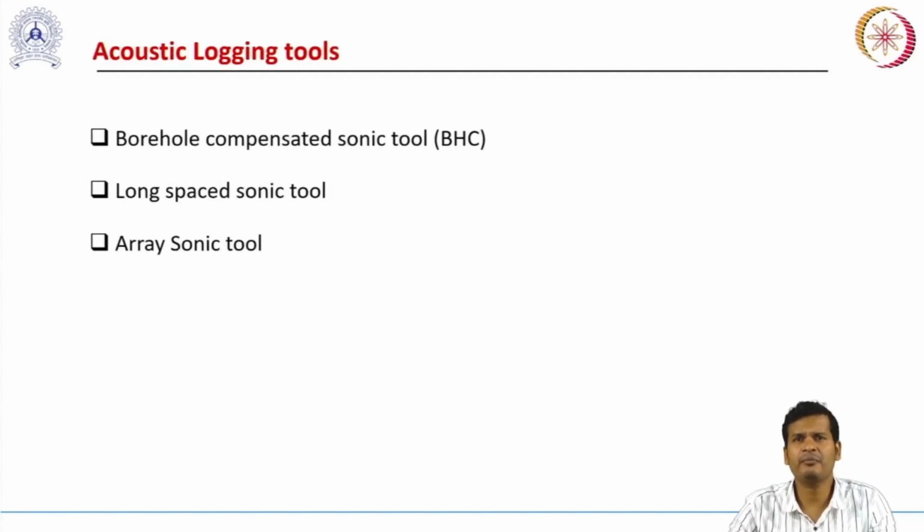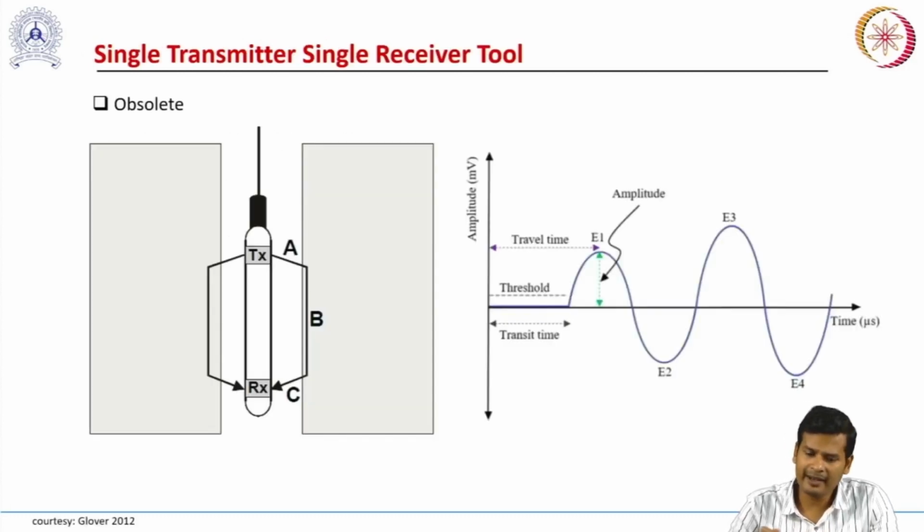So these are some of the common sonic logging tools, such as the borehole compensated sonic logging tool, long spaced sonic logging tool, and array sonic logging tool. These are some common Schlumberger tool names which have been developed. Different logging companies might have different names. So before we discuss how these tools work, let us first start with the simplest explanation of the sonic logging tool working principle. A single transmitter and single receiver tool could be the simplest type of sonic logging tool.